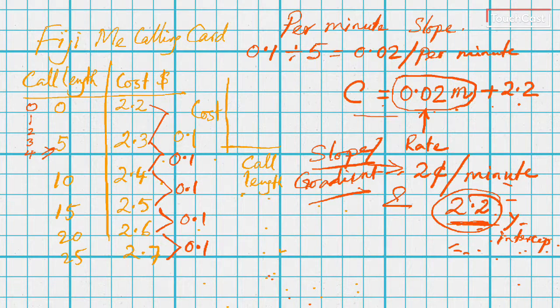So we managed to write the equation of the line for the first window. The second one is straightforward. It's given: C equals 0.05 times the number of minutes plus 0.6. We should be able to draw it. And the third one is a horizontal line, and we'll talk about it.